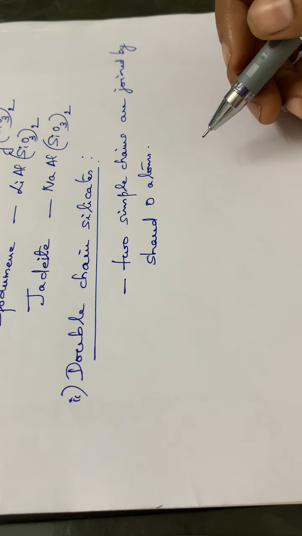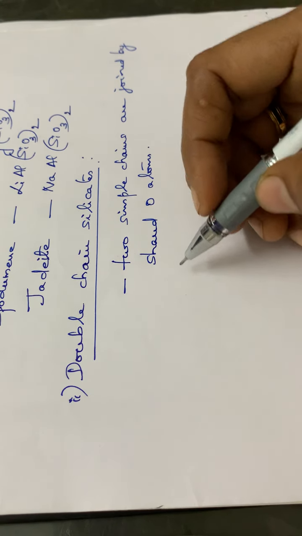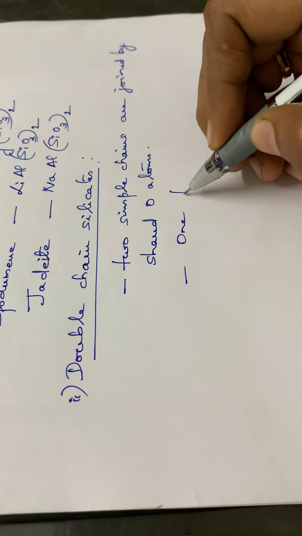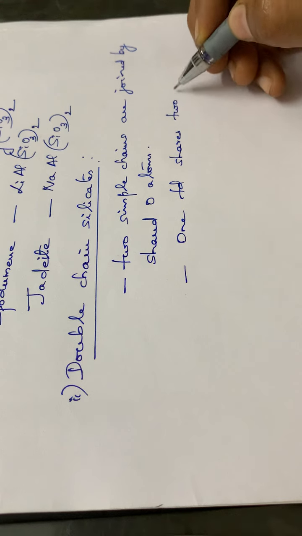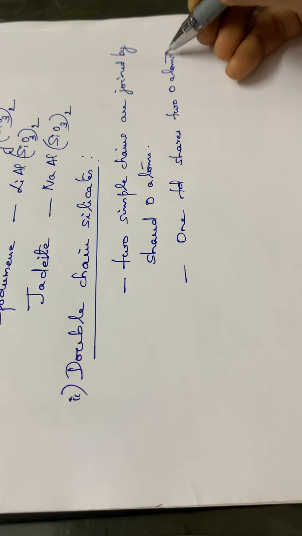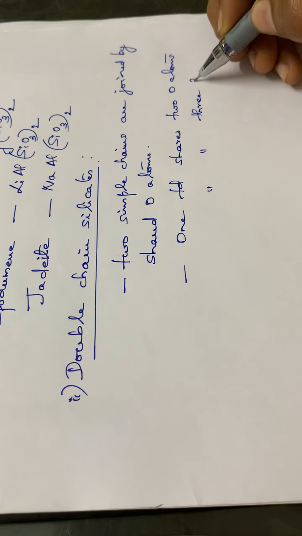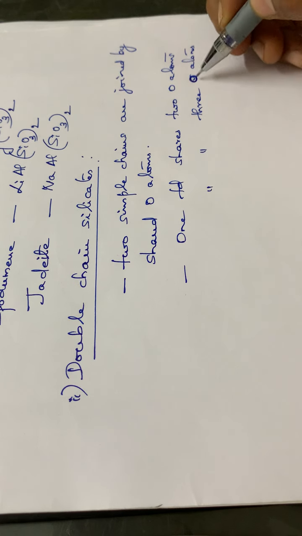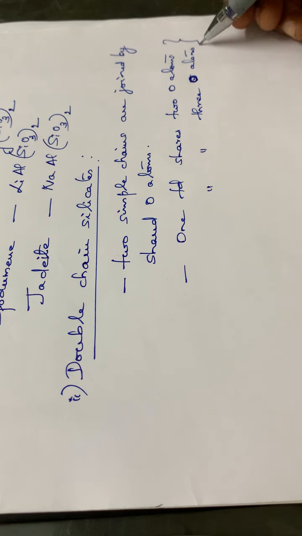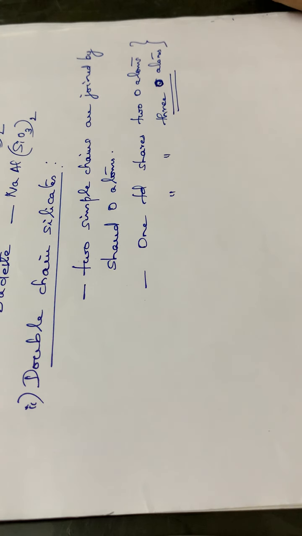Here sometimes one tetrahedra will be sharing two oxygen atoms. Sometimes one tetrahedra will be sharing three oxygen atoms. So we can see double chain silicates in both cases: one tetrahedra sharing two oxygen atoms, or one tetrahedra sharing three oxygen atoms.